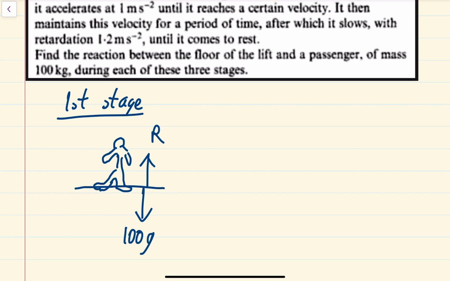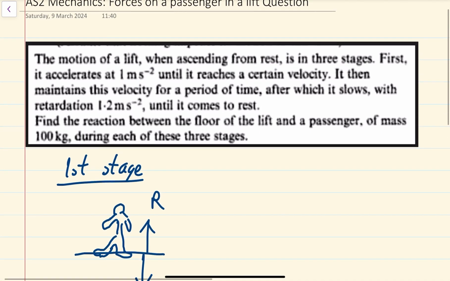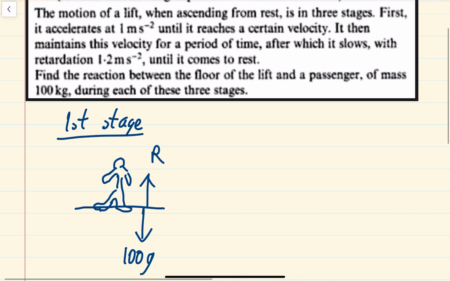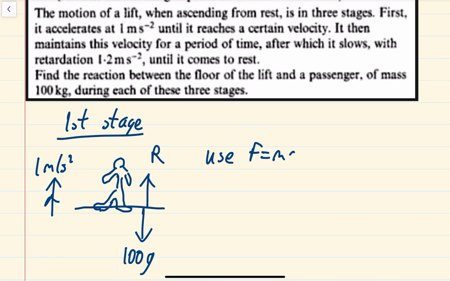And there's constant acceleration, is it? First stage, it accelerates at 1 meter per second squared. So going upwards at 1 meter per second squared. So we're going to use F equals ma. So he accelerates. Acceleration is happening. So force equals mass times acceleration.